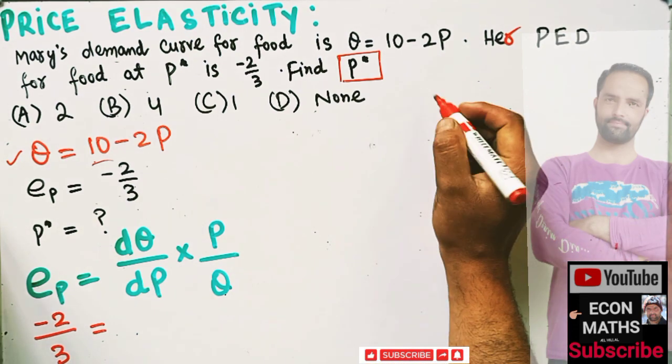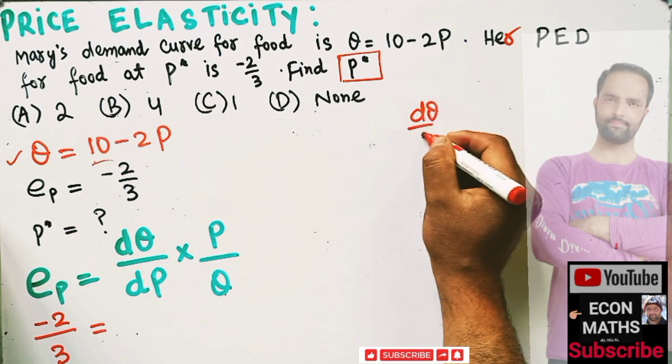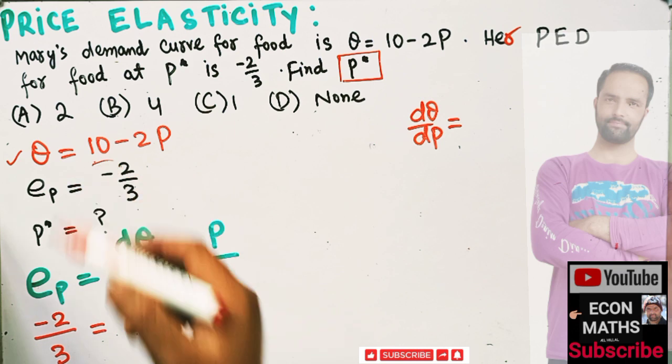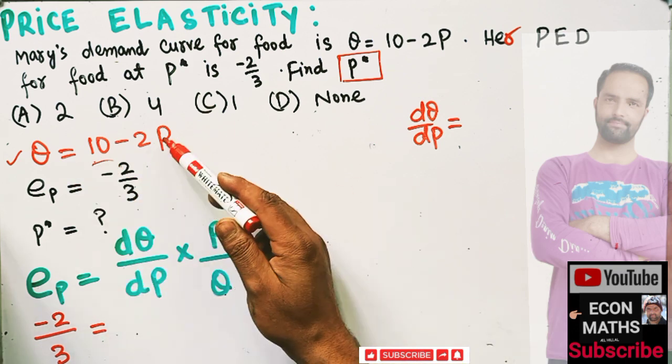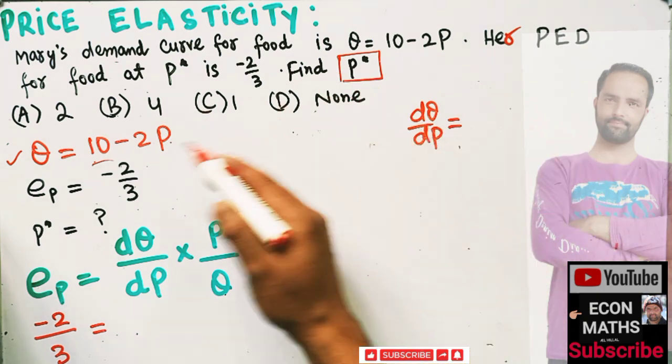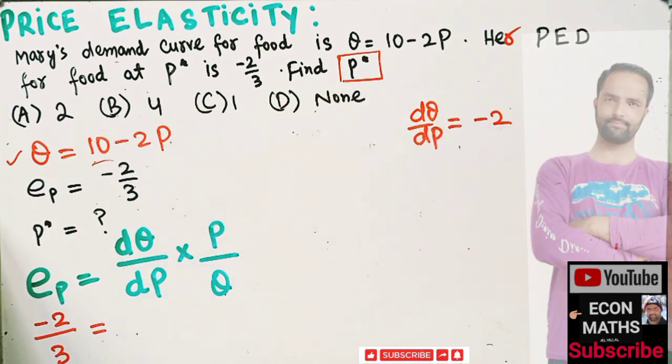So when I say dQ upon dP, I mean the derivative of this function with respect to price. Derivative of constant is 0, so we are left with minus 2P. Derivative of P will be 1 by the power function rule, so we are left with only minus 2. In place of dQ upon dP, I can write minus 2 into P upon Q, which is being given to us as 10 minus 2P. I hope I am making myself clear.